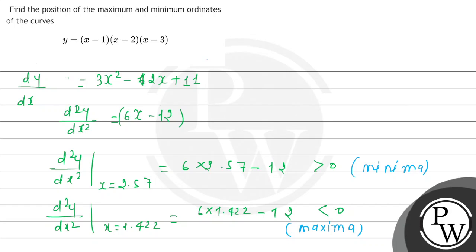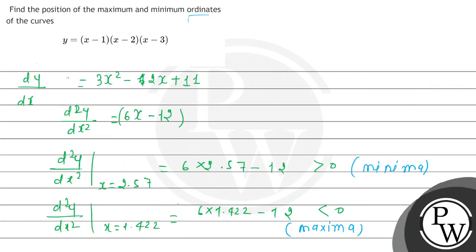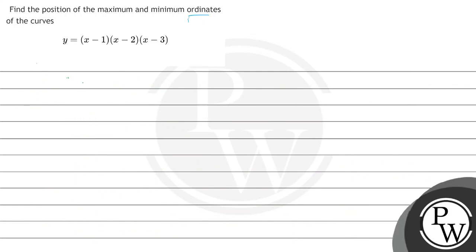Now it is asked that we have to find the ordinates. Ordinates refer to the value of y. So first we'll put all these critical point values into the initial equation. We are calculating the minimum value of y. What will be the minimum value of y? So let's put it in here.